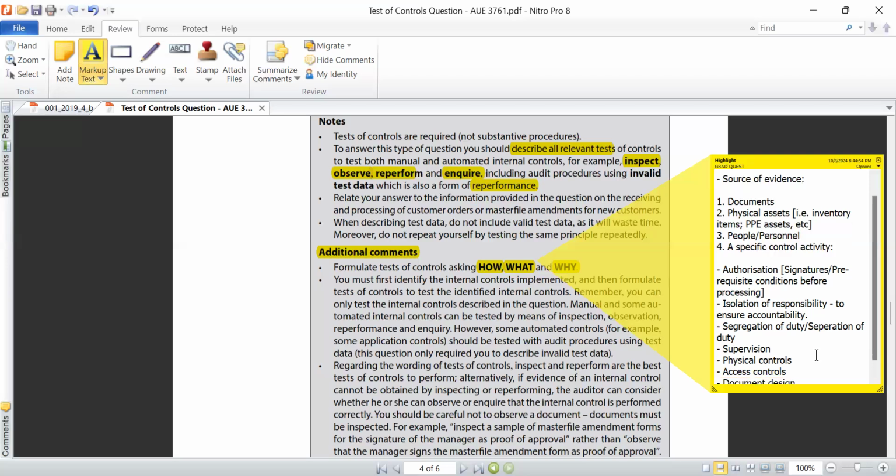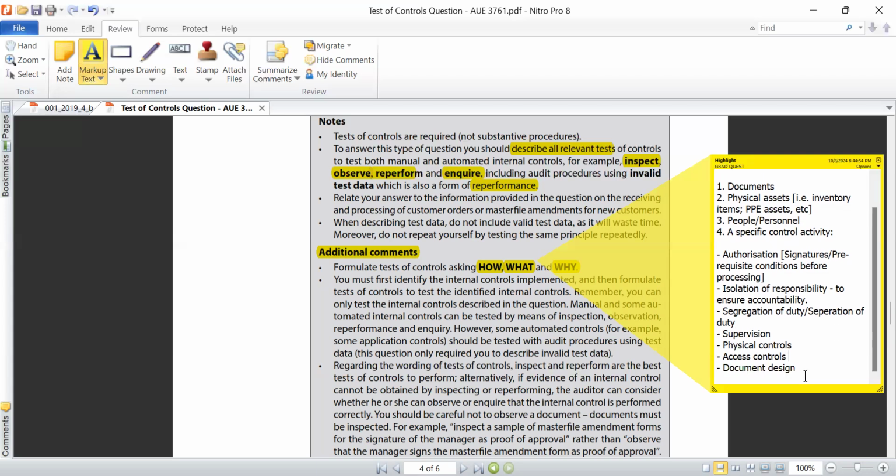Physical controls. How do you know that there's physical controls? You have to inspect. You inspect documents, you inspect an environment, a place, or you inspect assets, something physical in form. So in essence, for physical controls, we identify them through inspection. Access control can happen in two ways.